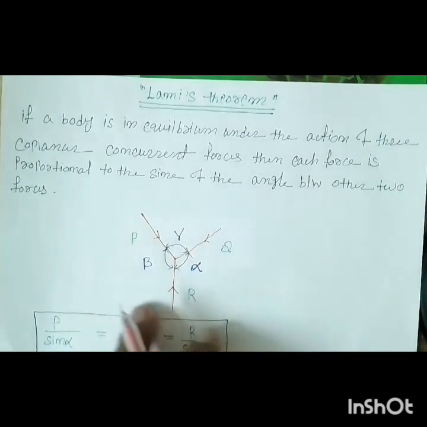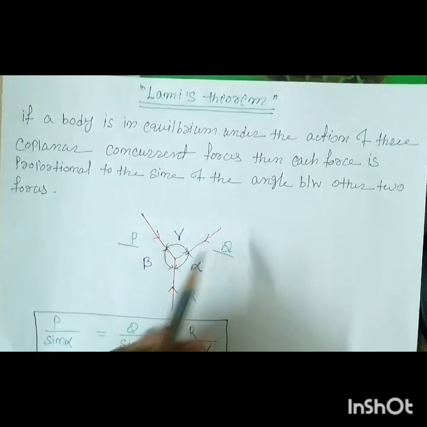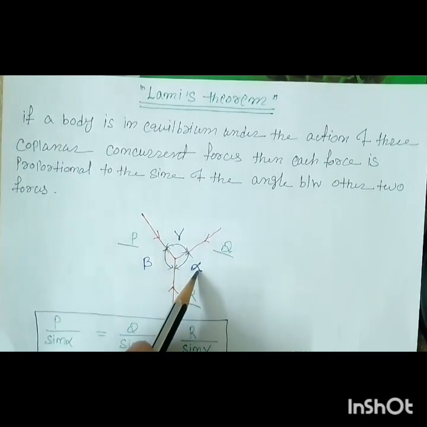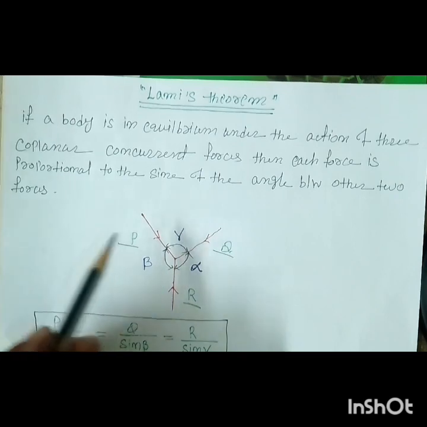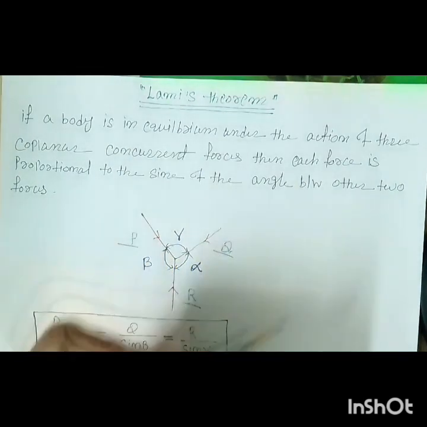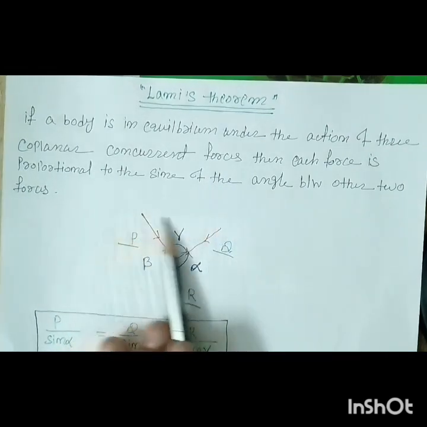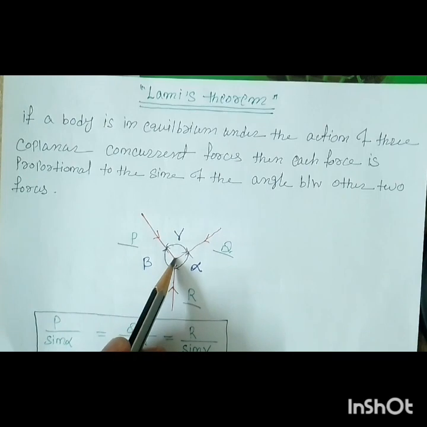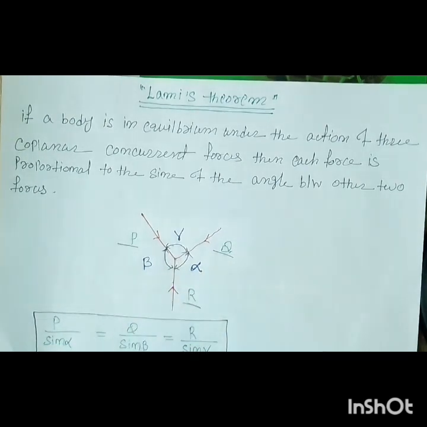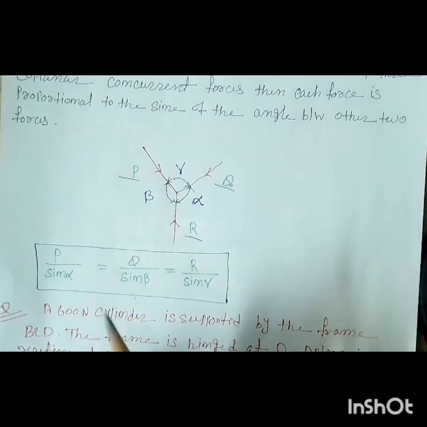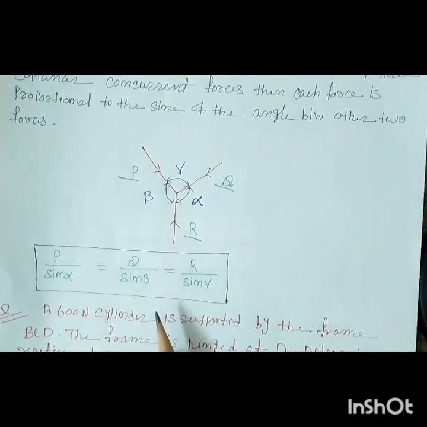Let's say you have three forces: one force is P, another force is Q, and another force is R. The angle between Q and R is alpha, between P and R is beta, and between P and Q is gamma. These three forces are coplanar, meaning they act on the same plane, and concurrent means the point of action is common for all three forces. According to Lami's theorem, P by sine alpha is equal to Q by sine beta is equal to R by sine gamma. So this is Lami's theorem.